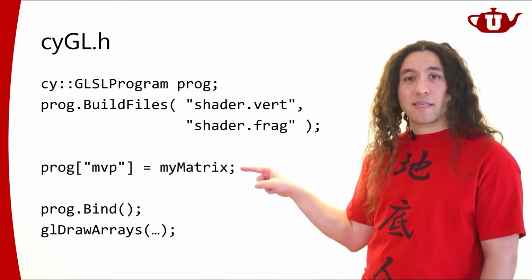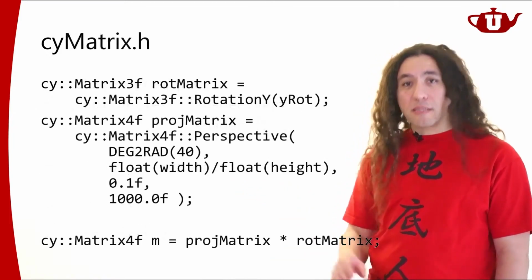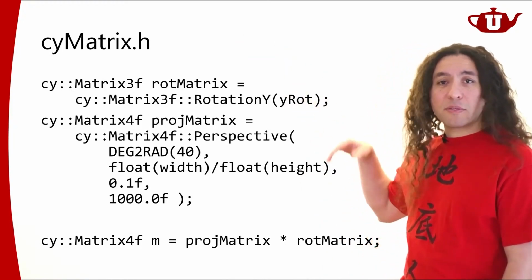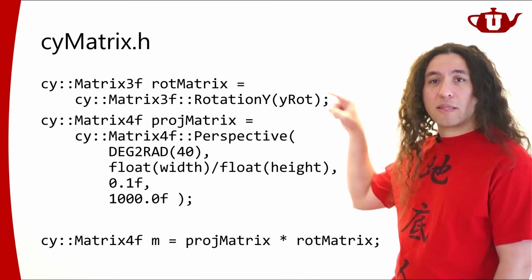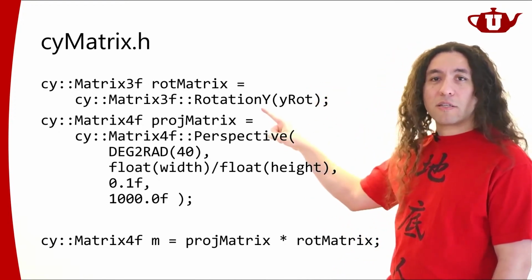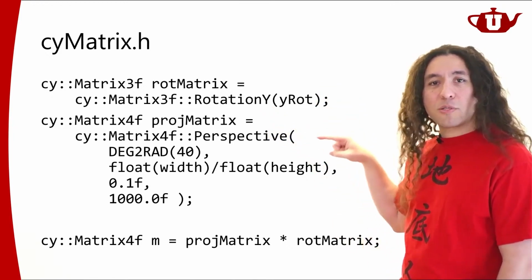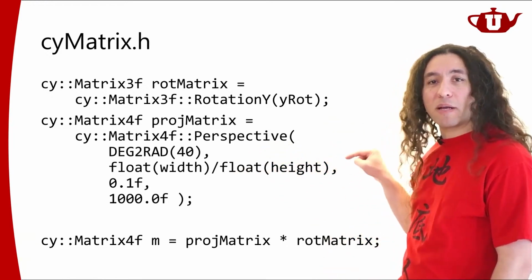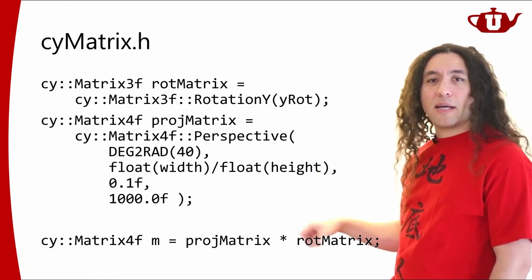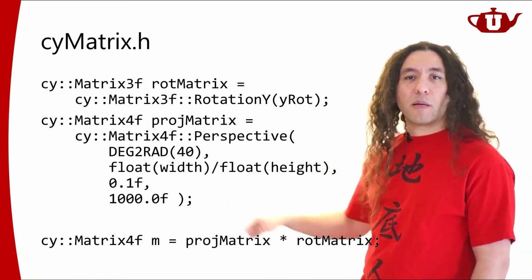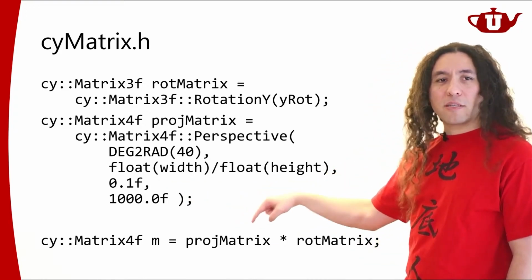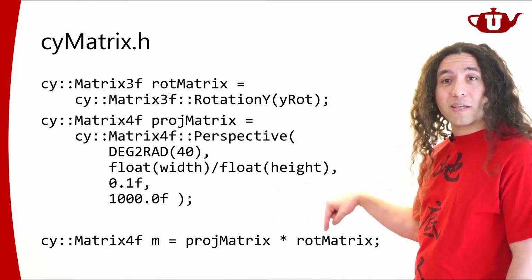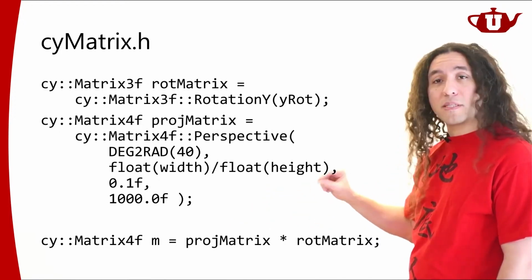And what is this? This is a matrix type. So there's a matrix header in that library, and you could use that if you want to. And here's some examples of using these matrices. So this is creating a rotation matrix with this rotation value, a rotation around the y-axis. And this is creating a perspective projection matrix with this view angle, and this is the aspect ratio, width divided by height. This is the near plane distance and far plane distance. This is a 4x4 matrix, and this is a 3x3 matrix, and you can multiply them. In this case, it's going to treat this as a 4x4 matrix where the bottom row is going to be 0, 0, 1.